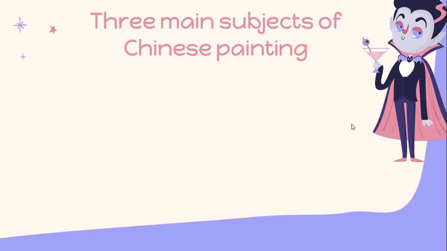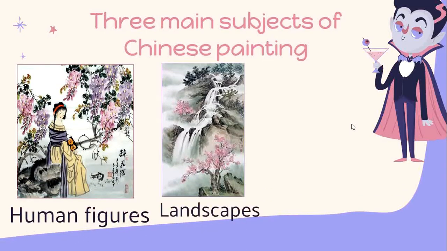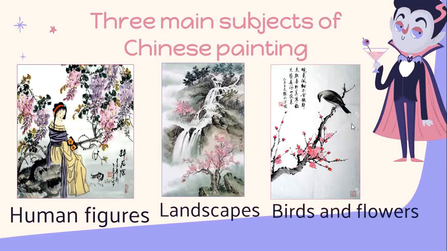There are three main subjects of Chinese painting. We have human figures, landscapes, and birds and flowers. These three main subjects became highly developed during the Tang Dynasty, and landscape painting reached its height during the Song Dynasty.